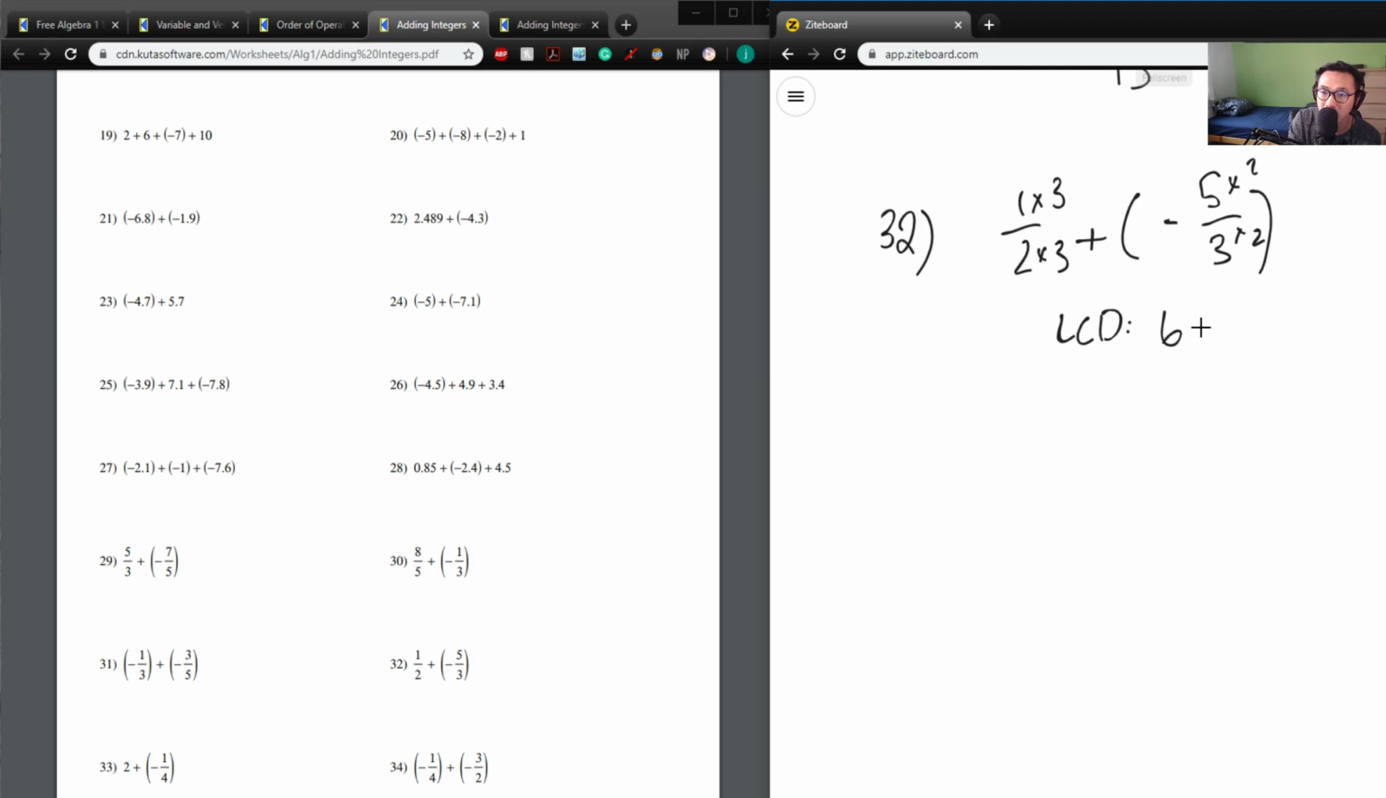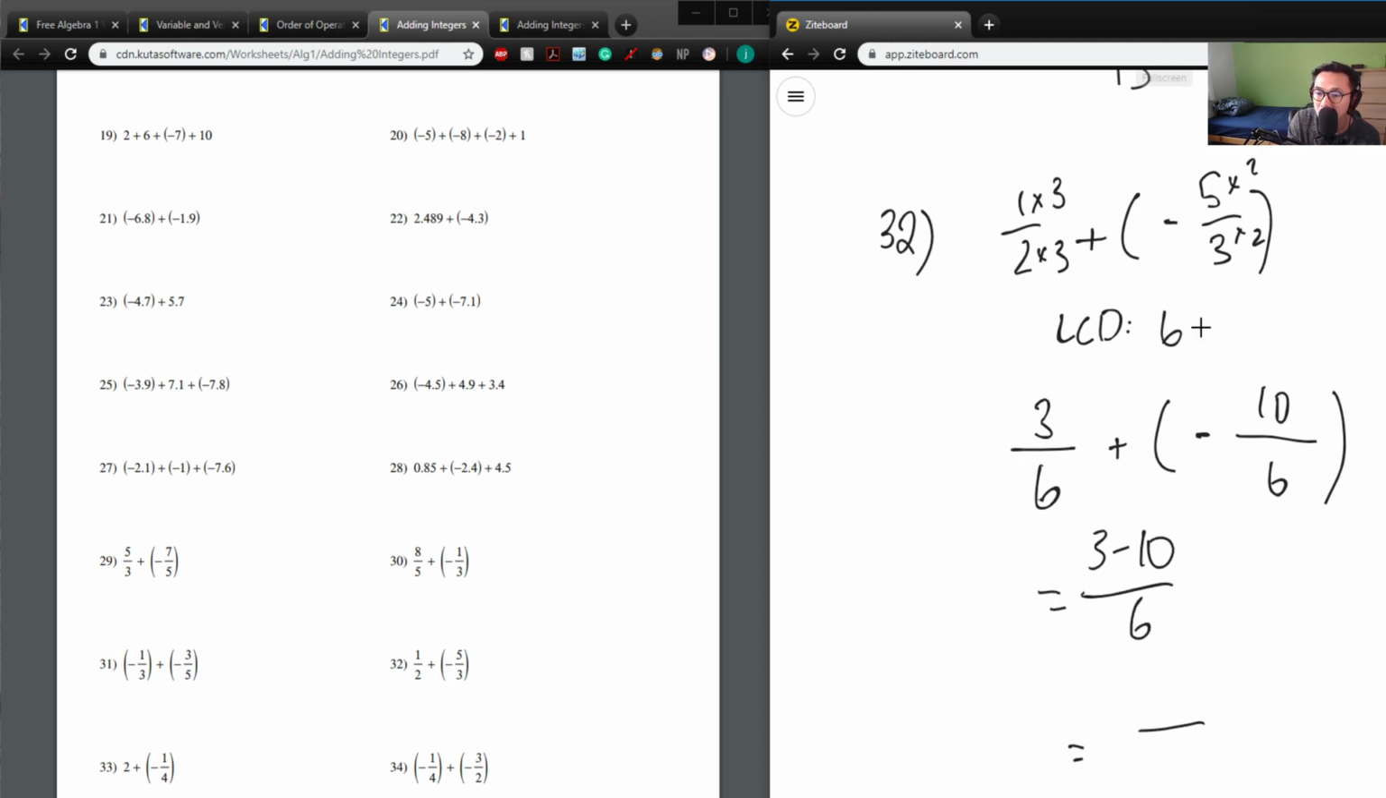What am I going to get? I'm going to get 3, and the denominator is going to be all over 6. 2 times 3 is 6 here, obviously. 1 times 3 here is 3. Plus, keep the bracket here, negative. 3 times 2 here is 6. And then 5 times 2 here is 10. And then what I have to do is 3 plus negative 10. I can also rewrite this as just simply 3 minus 10 over 6. Which is simply 3 minus 10 here equals negative 7 over 6. And that's going to be our answer for that question.